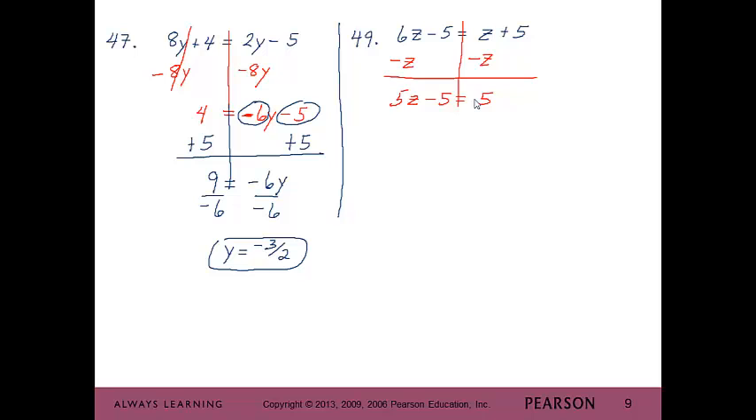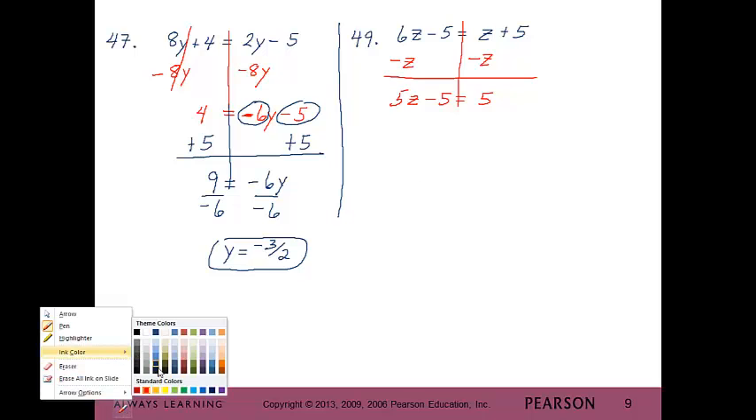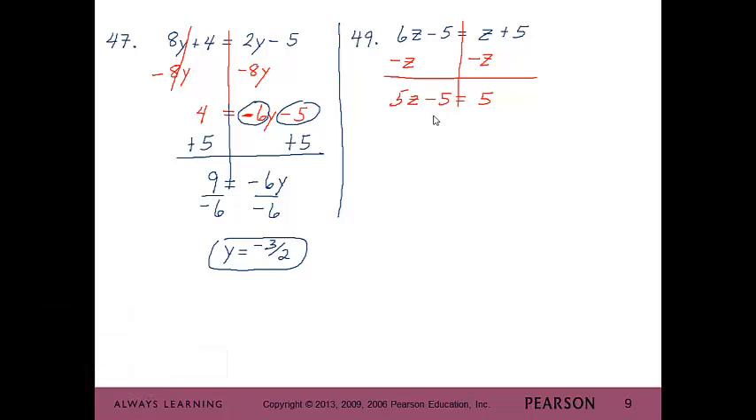And then we're going to solve for z. So the first term we're going to move is the minus 5. We're going to move it by adding 5 on both sides. And we end up with, on the left side, 5z equals 10. And then the last thing we're going to do is divide by 5. Divide by 5. So z equals 2.